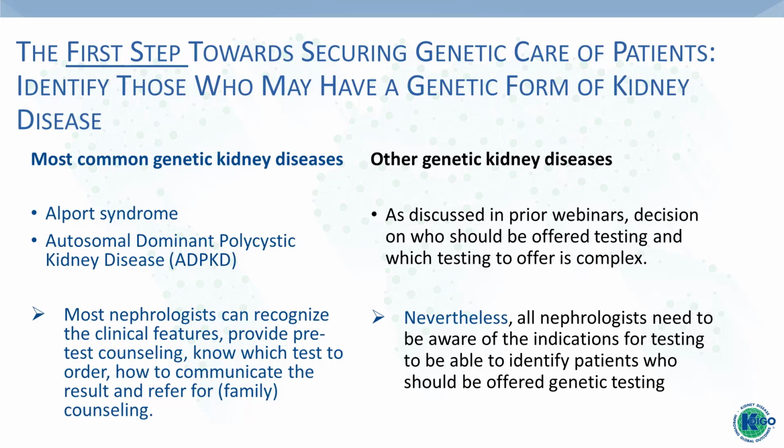However, for all the other genetic kidney diseases, it can be much more complex, which was discussed in prior webinars. And the decision on who should be offered testing and which testing to offer is complex. Nevertheless, even though it's complex, all nephrologists are expected to be aware of the minimal indications for testing to be able to identify these patients who should be offered genetic testing, because really, if not, the nephrologists become a barrier to genetic testing.